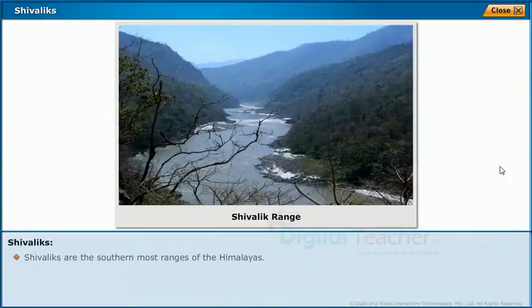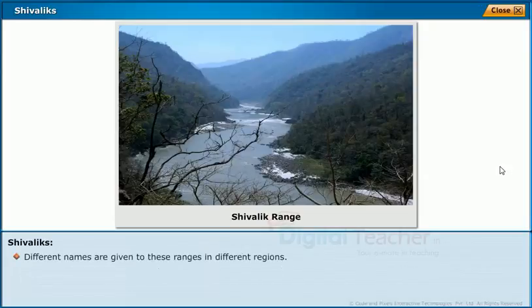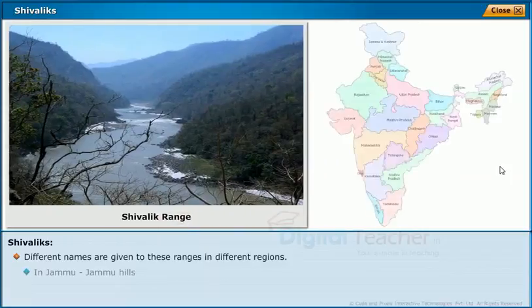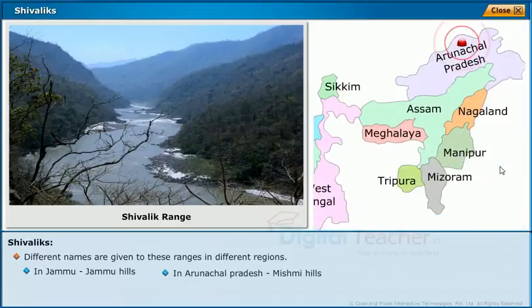Shivaliks. Shivaliks are the southernmost ranges of the Himalayas. Their width ranges from 10 kilometers to 50 kilometers, whereas the altitude varies between 900 meters and 1,100 meters. Different names are given to these ranges in different regions. In Jammu, Jammu Hills; in Arunachal Pradesh, Mishmi Hills; in Assam, Sachar.